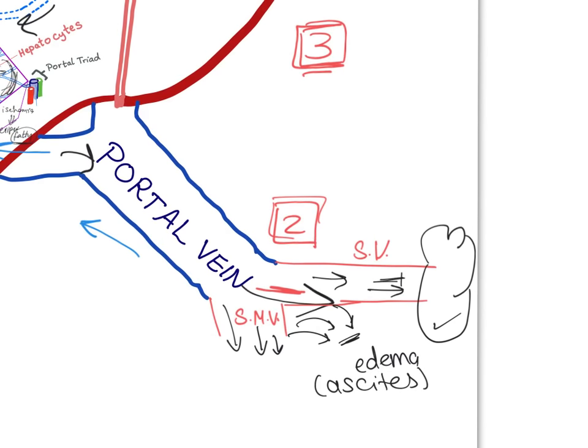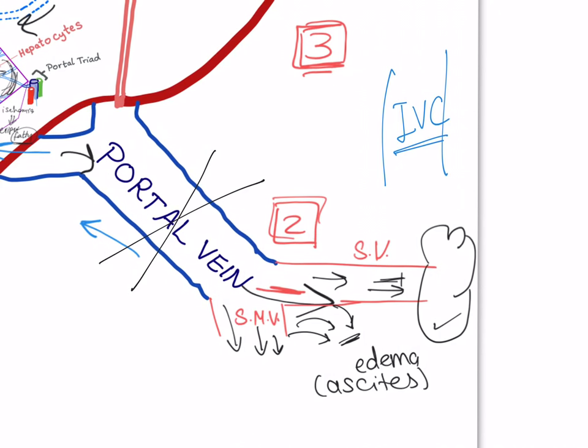When the portal vein system shuts down, we have to get blood. How are we gonna get blood? Going through the IVC, through something that we call shunts. Portosystemic shunts, which are found mainly in three locations.